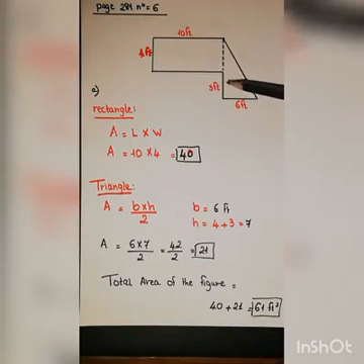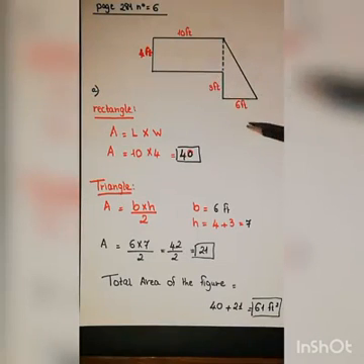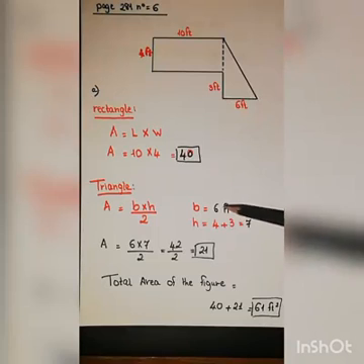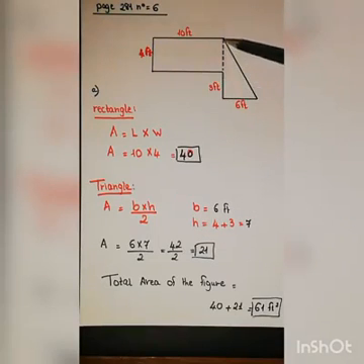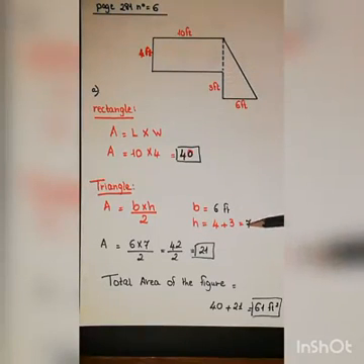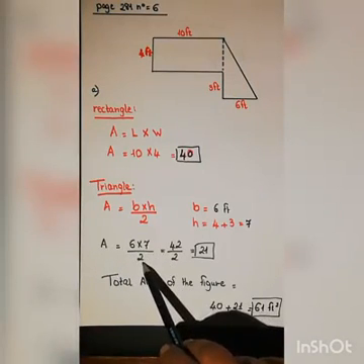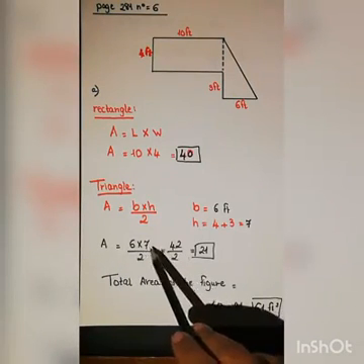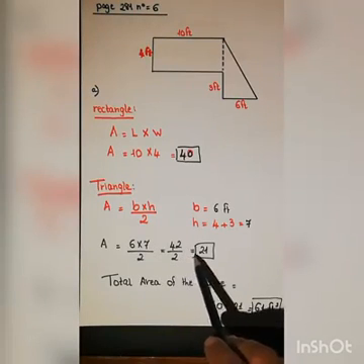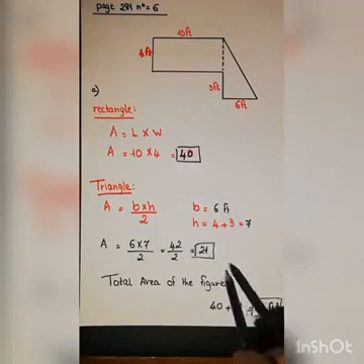So base times height divided by 2, so the base is 6. The height, as I said, 4 plus 3, is 7. So the area is 6 times 7 divided by 2. 6 times 7 is 42, divided by 2 is 21 feet square.